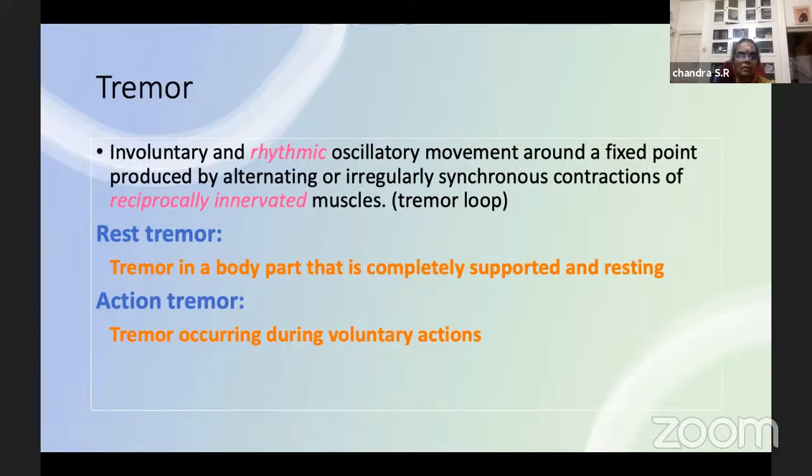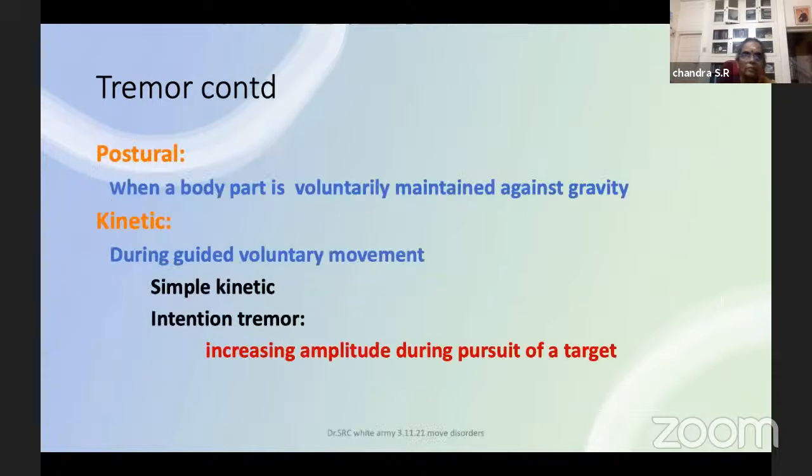What is action tremor? Tremor occurring during voluntary actions. What is postural tremor? When a body part is voluntarily maintained against gravity, you get a postural tremor. So during the range of movement, you get a tremor. That's action tremor. You maintain a posture, you get the tremor. It's a postural tremor. And kinetic tremor occurs during guided voluntary movement.